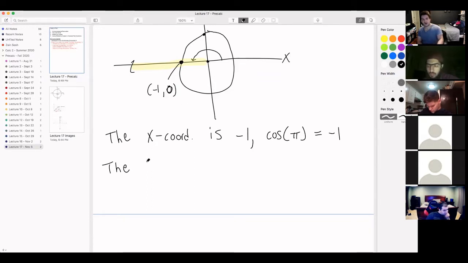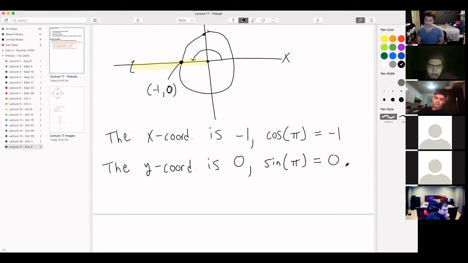Okay, good. So the y coordinate, which I'll just abbreviate to coord, is 0. And that's it. That will be your answer. It will be 0. So sine of pi is 0. All right, so here's the takeaway.